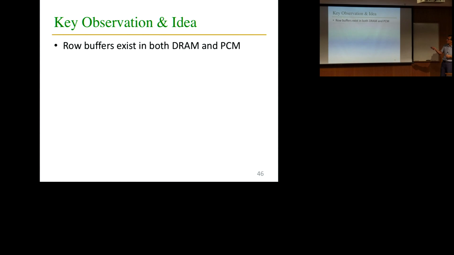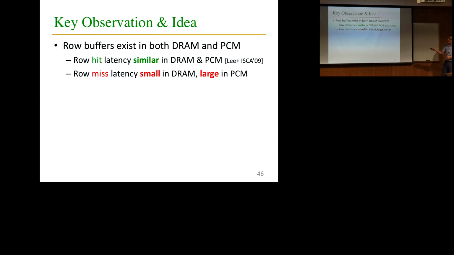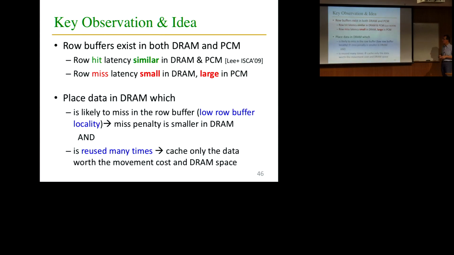So the key observation is that row buffers exist in both DRAM and PCM. Row hit latency is similar in DRAM and PCM. Actually, you can architect the memory to ensure that row hit latency is similar, because row buffers are actually not, as we know, DRAM technology or PCM technology, it's more like SRAM, right? And row miss latency is small in DRAM because you access the DRAM cells, and it's large in PCM because you access the PCM cells. So the key idea is to place data in DRAM that has 2 properties. That is likely to miss in the row buffer, that has low row buffer locality, because miss penalty is smaller in DRAM, and that is reused many times. Basically, cache only the data that's worth the movement cost and DRAM space.